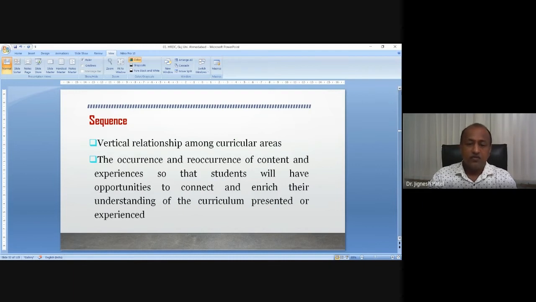Then sequence: the vertical relationship among the curricular areas. There should be both vertical and horizontal relationships, side by side as well as from top to bottom, so we have to think about both kinds of relationship in curriculum development. In the same way, the occurrence and reoccurrence of the content and the experiences, so that the student will have the opportunity to connect and enrich their understanding of the curriculum presented or experienced. So we have to think about the sequence of the content as well.